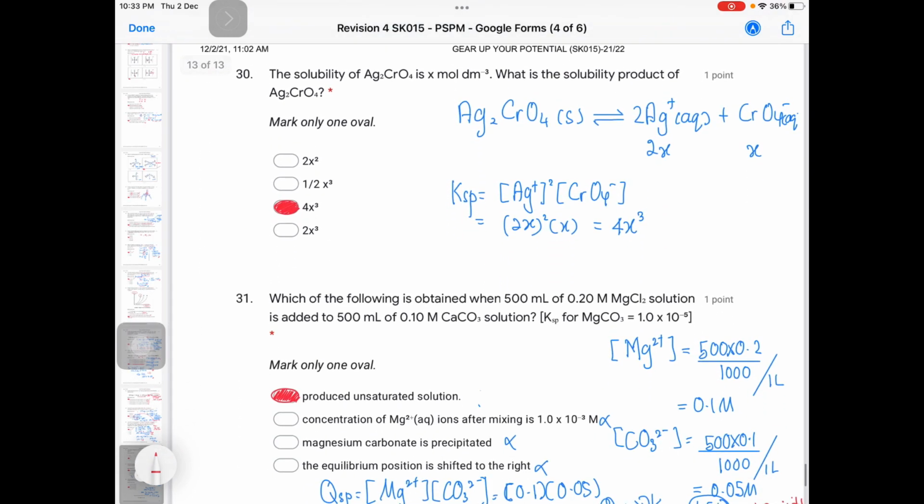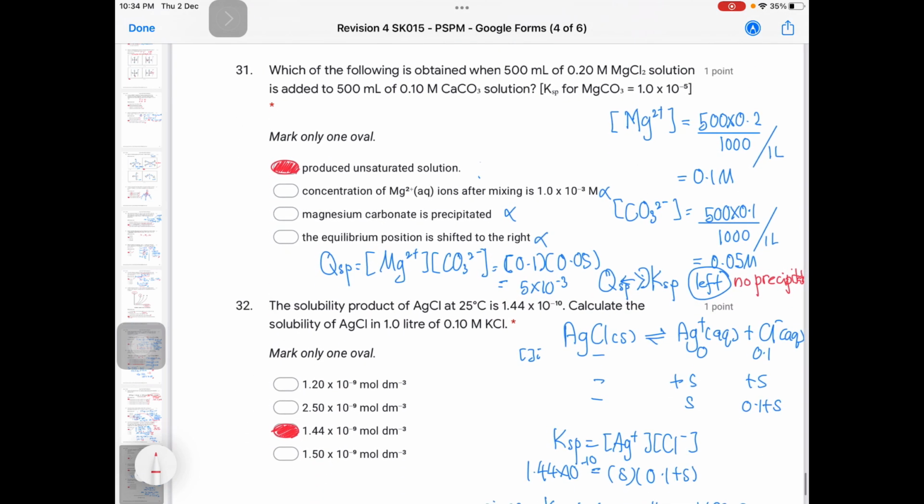Okay, look at the next question, 27. The solubility of Ag2CrO4 is X molar. What is the solubility product of Ag2CrO4? So Ag2CrO4 dissociates into 2Ag+ and CrO4 2-. Sorry, pardon my mistake. So 2x times x. So (2x) to the power of 2 times x. (2x) squared is 4x squared, times x is 4x cubed. Alright, so the answer is the third option.